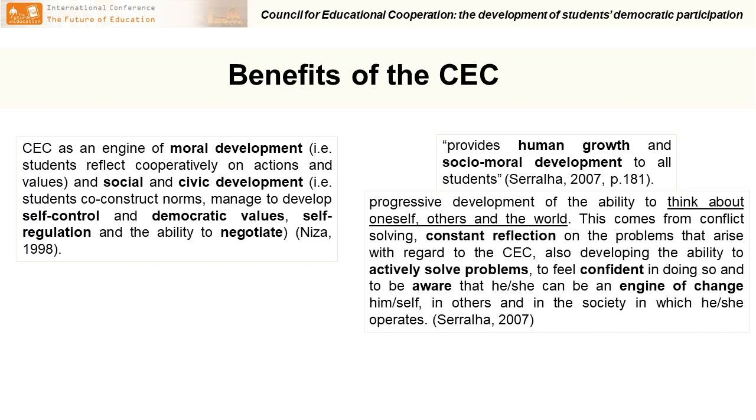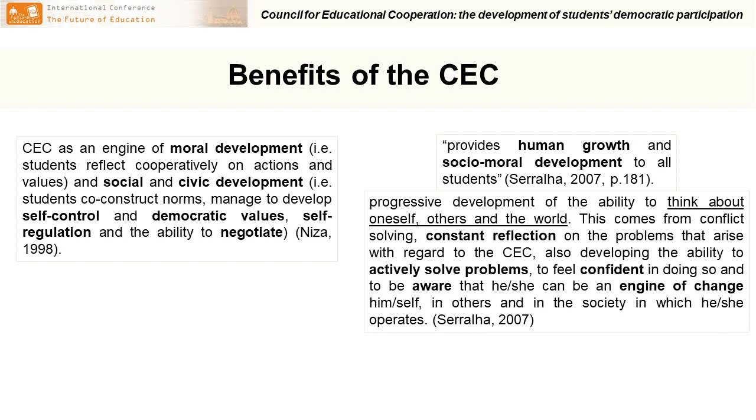About this, Niza says that the Council is an engine of moral development, which means students reflect cooperatively on actions and values, and of social and civic development, which means students co-construct norms, manage to develop self-control and democratic values, self-regulation, and the ability to negotiate. This is corroborated by Serralha, who says it provides human growth and social and moral development to all students, and enables the progressive development of the ability to think about oneself, others, and the world.